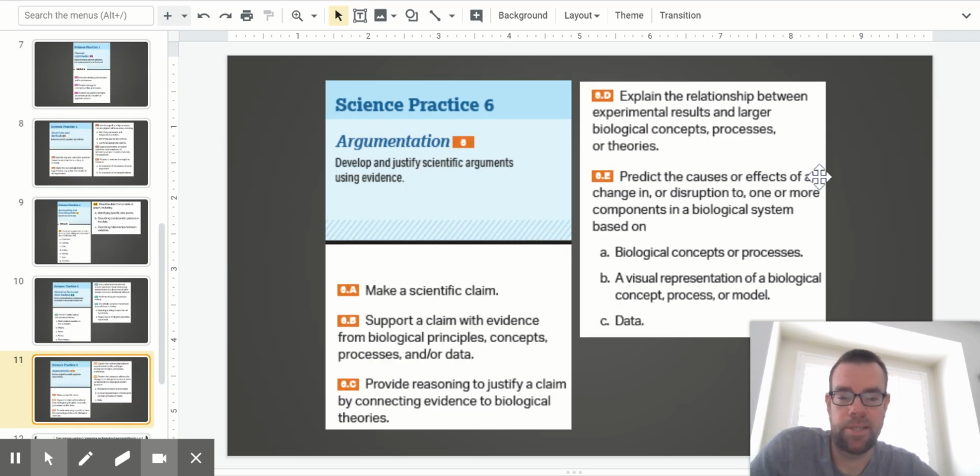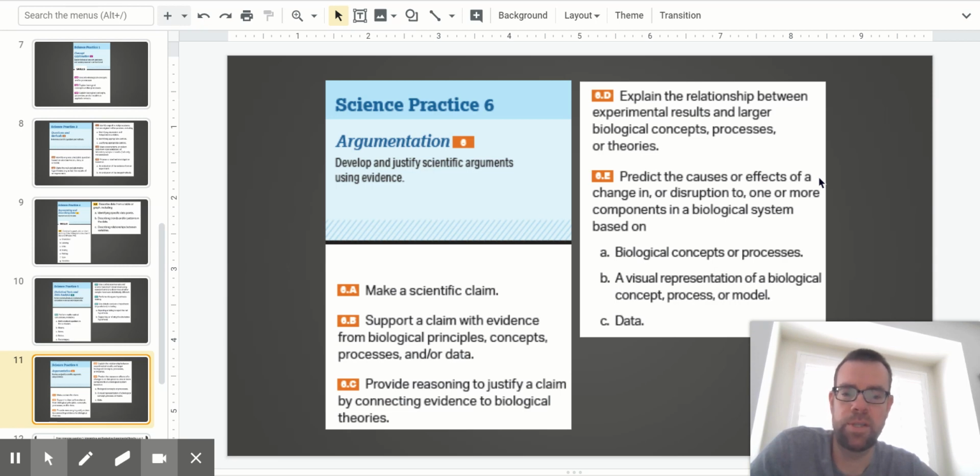Okay, finally, science practice 6. This is the big one. So if you notice, 6A, 6B, 6C, there are 3 words there that you should see. Claim, evidence, reasoning. We've done CERs. So again, what is going on? You're going to have to identify something about a phenomenon. You're going to have to pull some evidence for that.